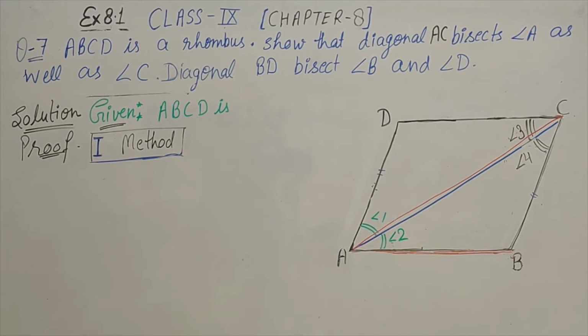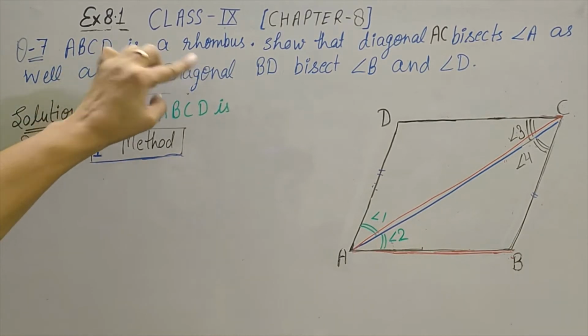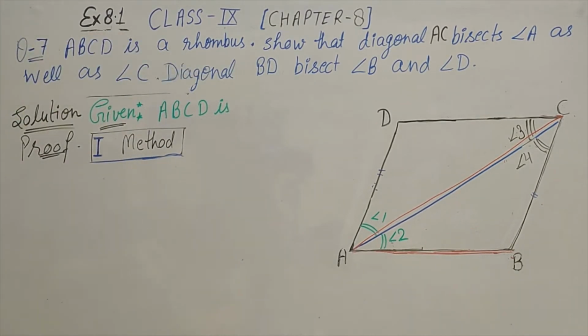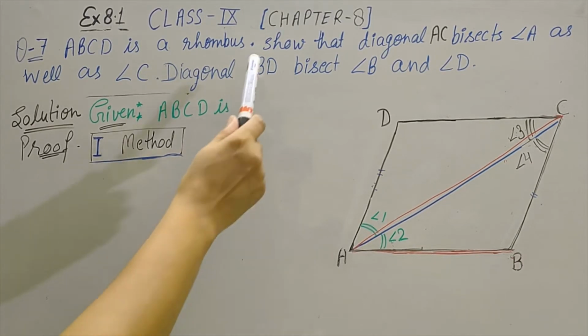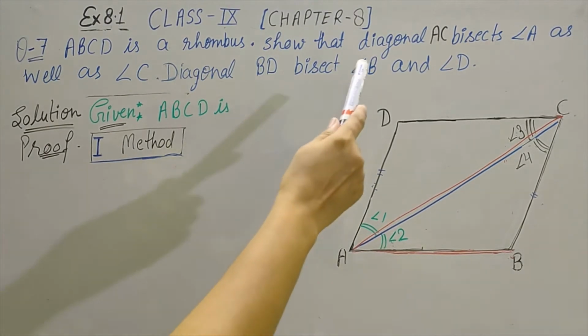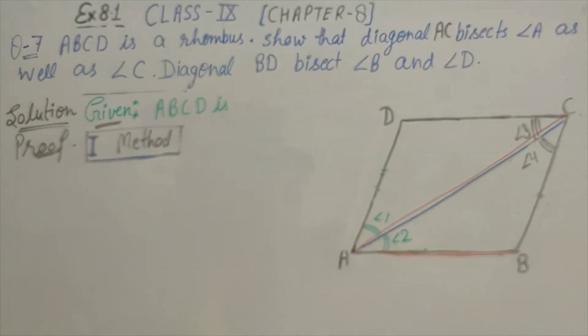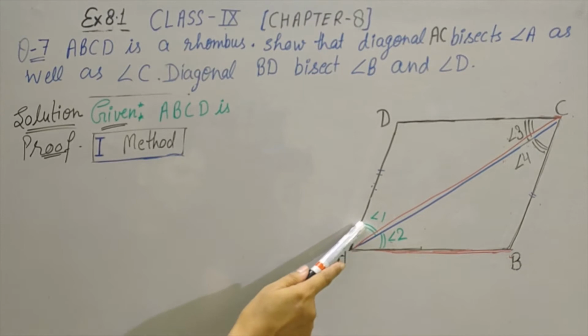If you want to make this chapter easy, then properties of rhombus, square, rectangle, parallelogram, all the properties, definitions must be on your fingertips. As you have read the question, ABCD is a rhombus, then at once it should click in your mind that all four sides are given equal. Okay. Then after that they are saying show that, ये हमें proof करना है. Diagonal AC bisect angle A. Bisect angle A means angle 1 is equals to angle 2. ऐसा आपको proof करना है.